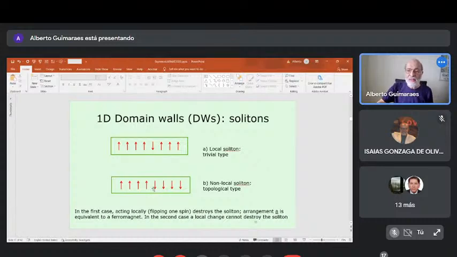soliton, I have to move all these domains, all these arrows, that is, all these moments away. I cannot locally destroy this. So this is called the non-local soliton.